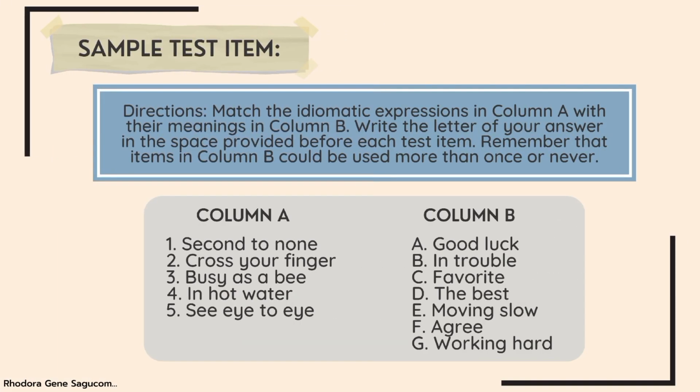So as you can see here, we have a sample test item of a matching type test. There is a direction instructing the test takers what they have to do, and the two columns, column A and B, are also present. In conclusion, objective tests play an important role in assessing student learning. It checks whether they have learned something or none at all. So it is a must that teachers know how to construct this type of test.